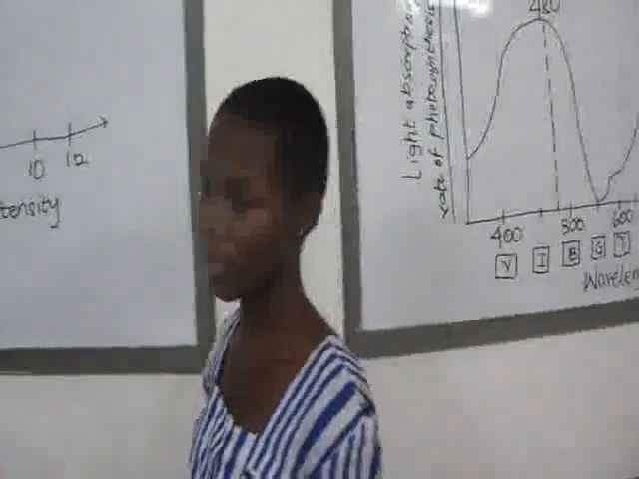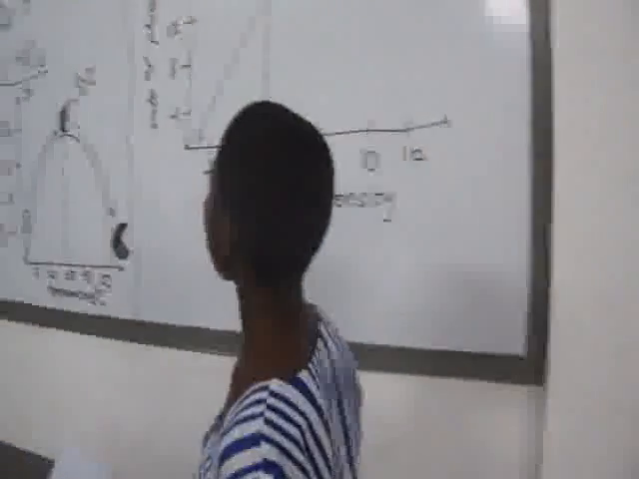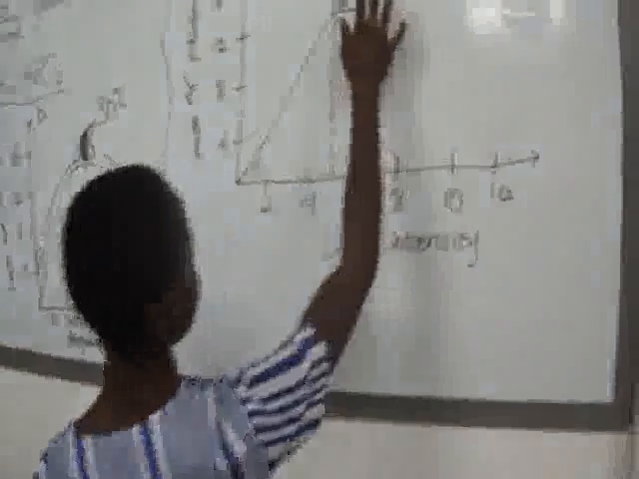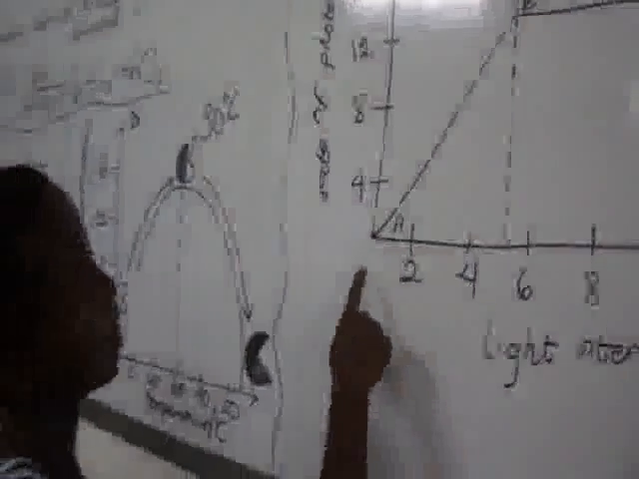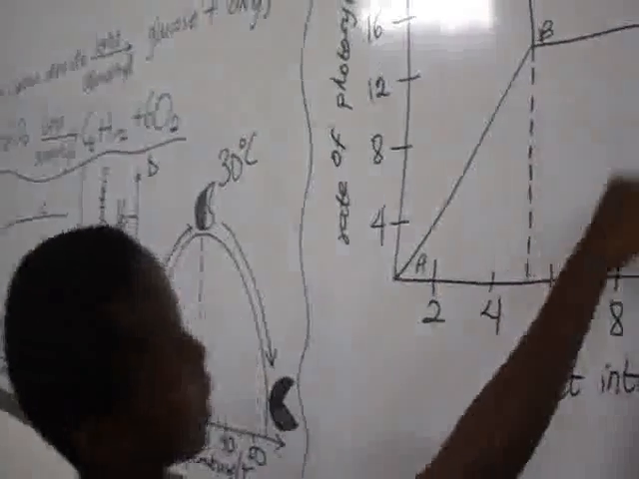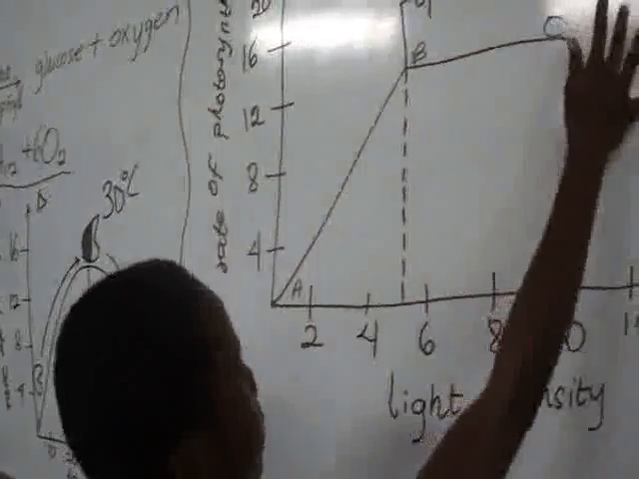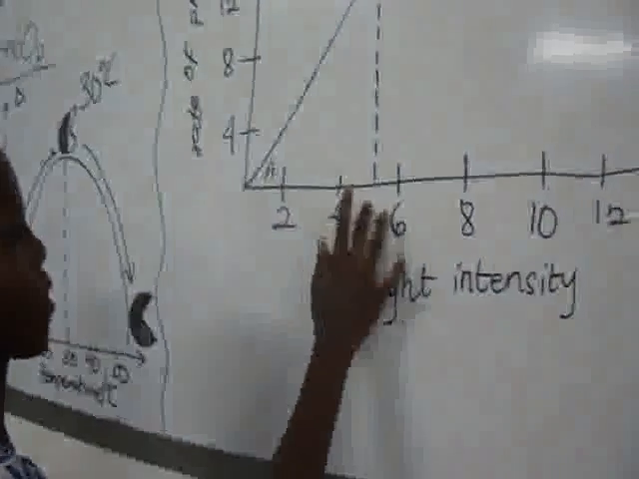The rate of photosynthesis increases linearly with increasing light intensity up to an optimum light intensity point. So from this graph, we can see that the rate of photosynthesis is increasing linearly, that is from point A to B. That is its optimum light intensity point, and you can see that here it is 5.